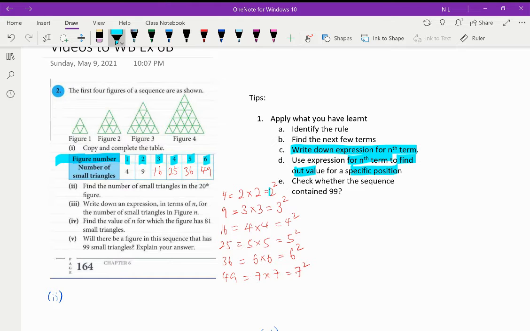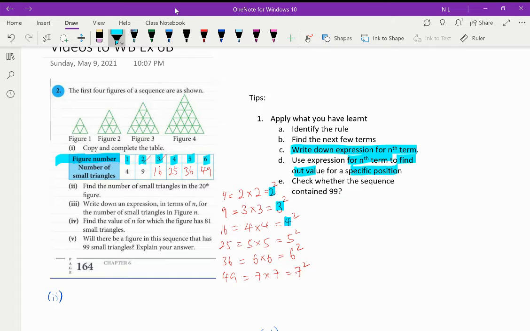and the number of small triangles. So when the figure number is 1, I notice that the number of small triangles will be 2 square. When looking at figure number 2, I notice that the number of small triangles will be 3 square. And when looking at figure number 3, I notice that the number of small triangles will be 4 square.